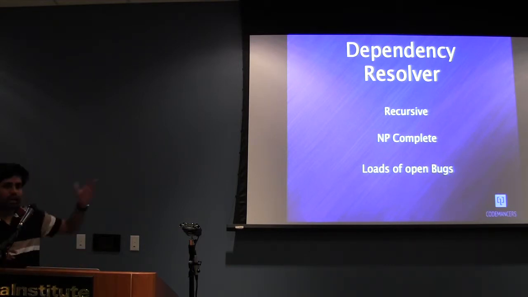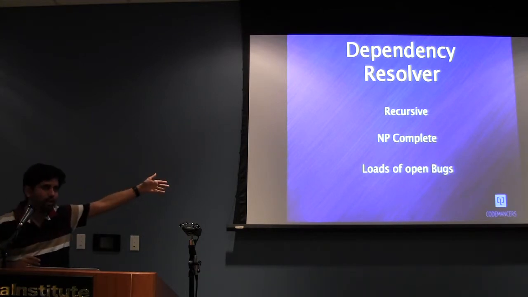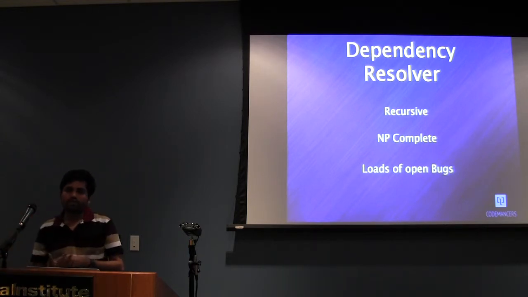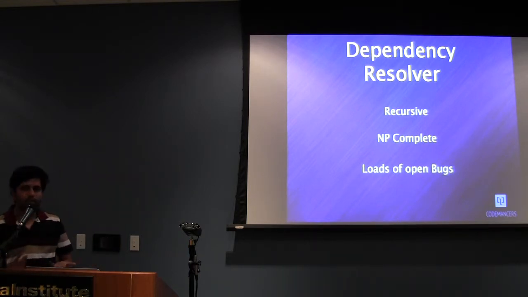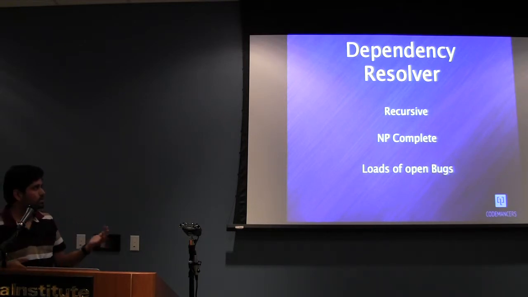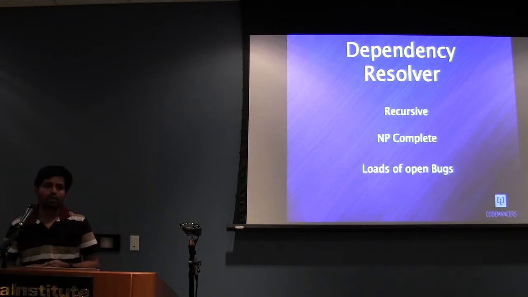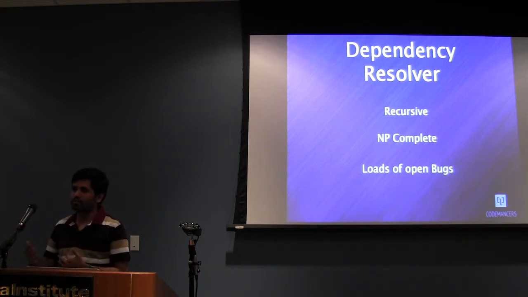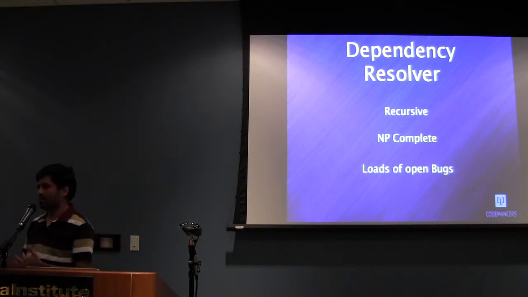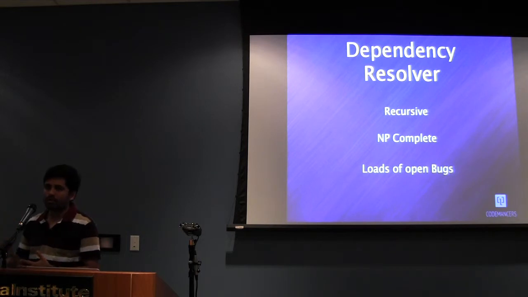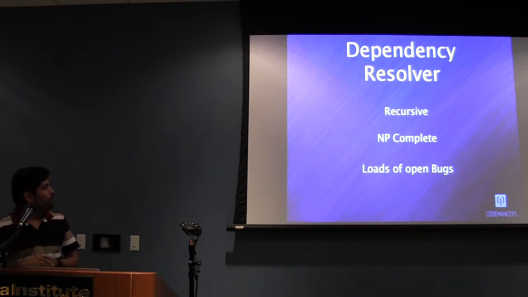Alright, so the area where I'm interested and have been working for the last couple of months is the dependency resolver, which is an NP-complete problem. The current algorithm, written by Yehuda Katz, is recursive, and it doesn't really cover a lot of corner cases. So you might find that your Gemfile was legitimate and Bundler simply couldn't resolve it.